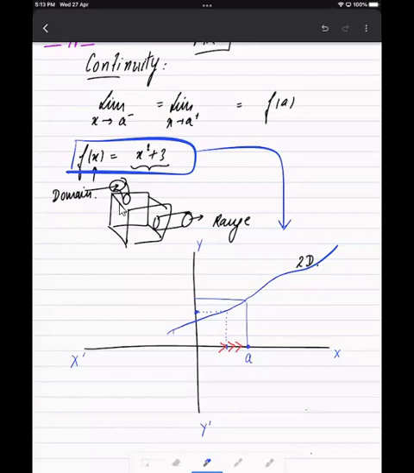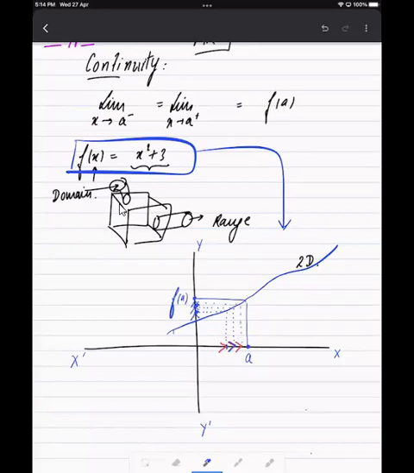So we are here on this point. Let me check the value of x. Now I'm approaching toward A, and my value of the function is here. Again, I'm approaching toward A, and the value of the function is here. So I can see my value of the function is approaching toward f of A.